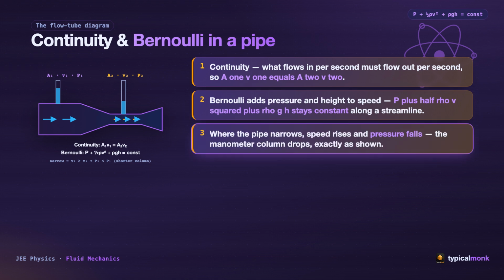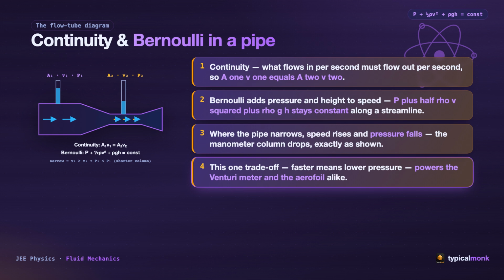So watch the manometer columns in the diagram. Where the pipe narrows, speed rises, and pressure must fall to keep the total constant, exactly why the shorter column sits over the narrow throat. David once assumed a narrow pipe always means higher pressure, the way a queue would feel more crowded. It is the opposite. Narrower means faster, and faster means the pressure has to drop.